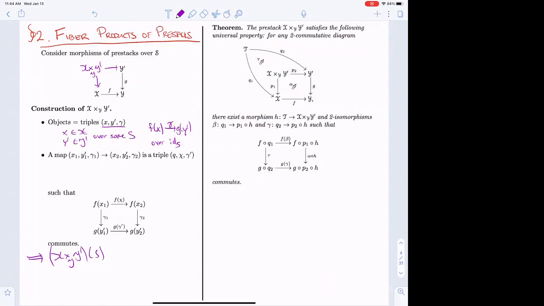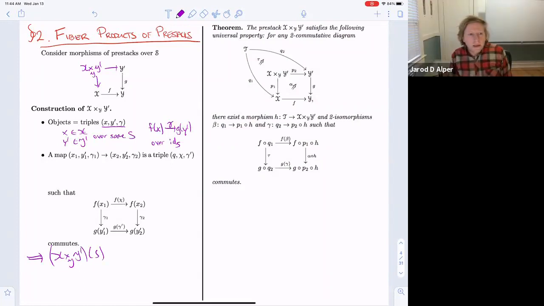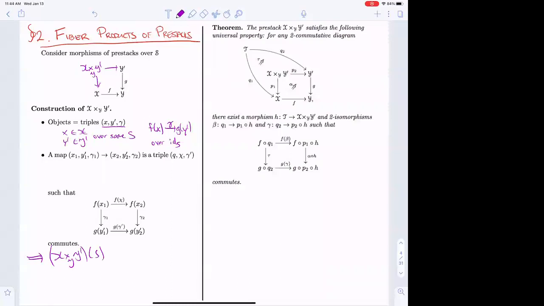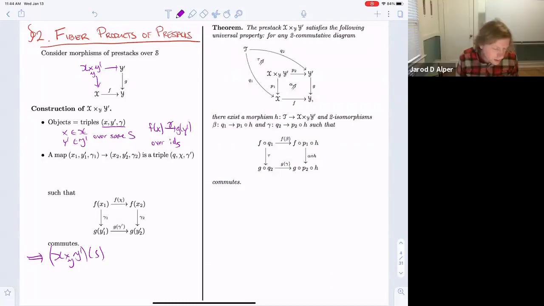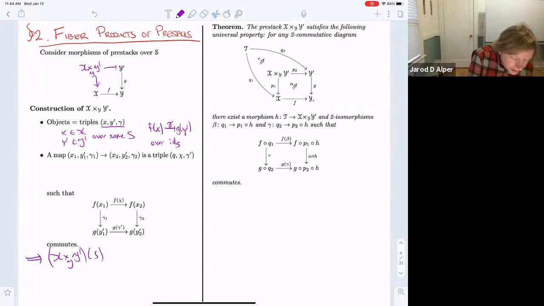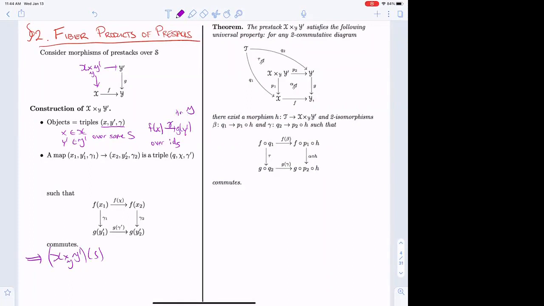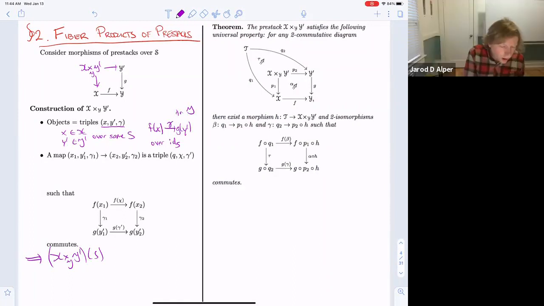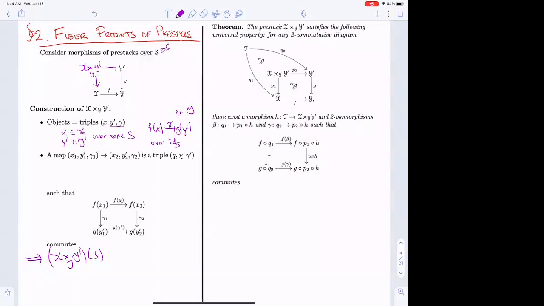Sorry. Yes? Isn't F of X exactly S and G of Y prime exactly S? Wait, no, these are objects in Y. And S also is in Y, right? No, no. S is in this category, script S. Okay, thanks. Yes, thank you.